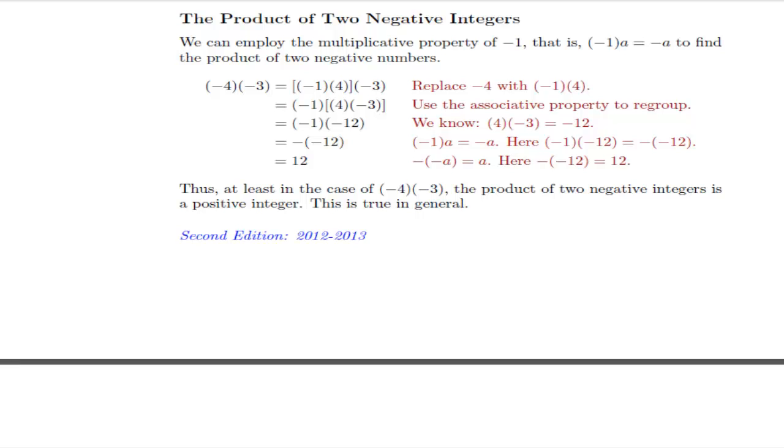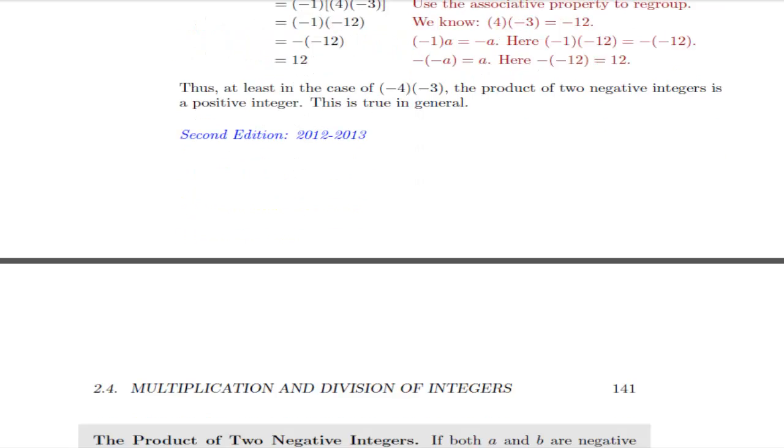Then replace negative 1 times negative 12 with negative times negative 12. Then negative times a negative would make it a positive 12. Thus, at least in the case of negative 4 times negative 3, the product of two negative integers is a positive integer. This is actually true in general.